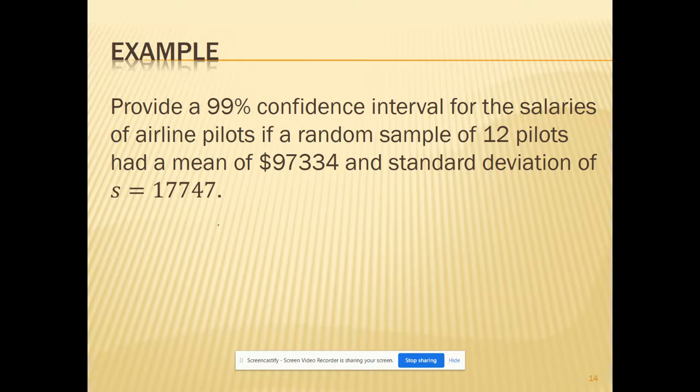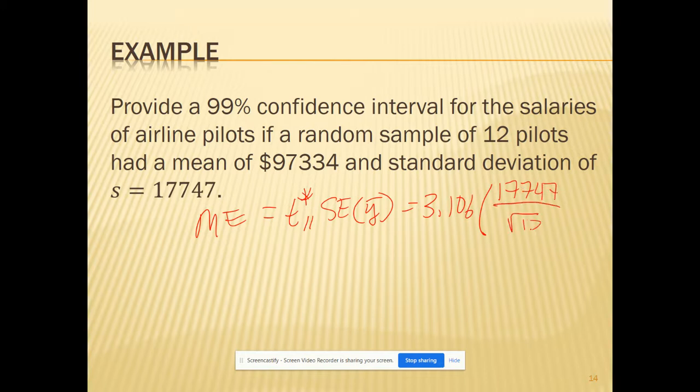All right, so our margin of error is that critical T value at 11 times the standard error of the sampling distribution. So that's 3.106 times our standard deviation, which is 17,747, over the square root of the sample size. So if I plug all that in, I'm going to get about 15,933 when I round.